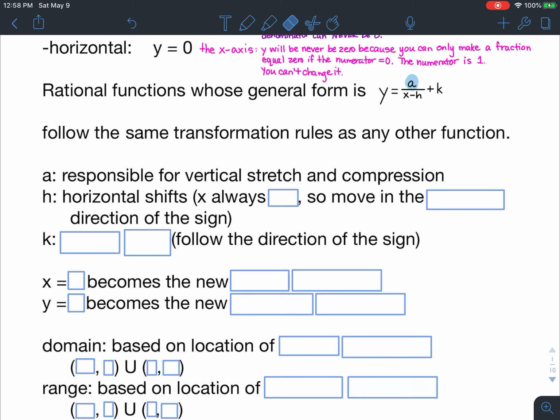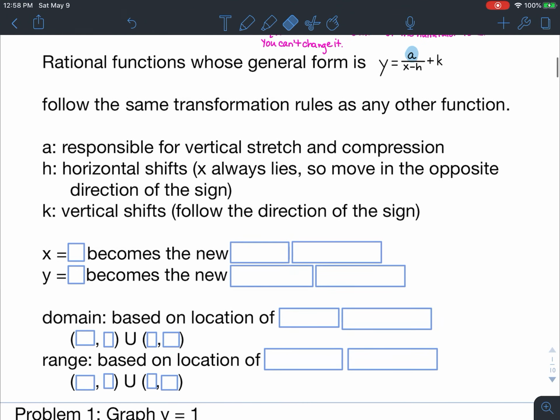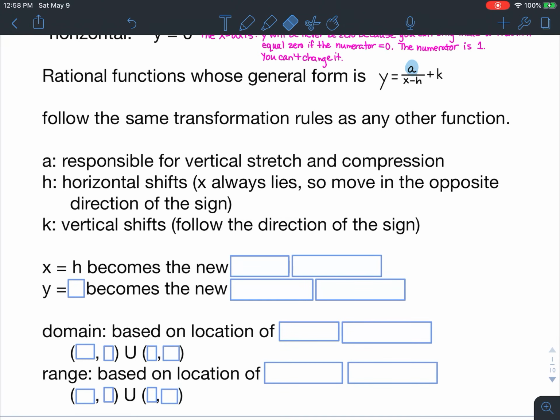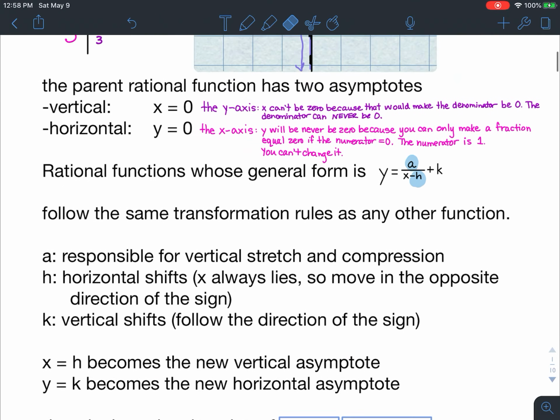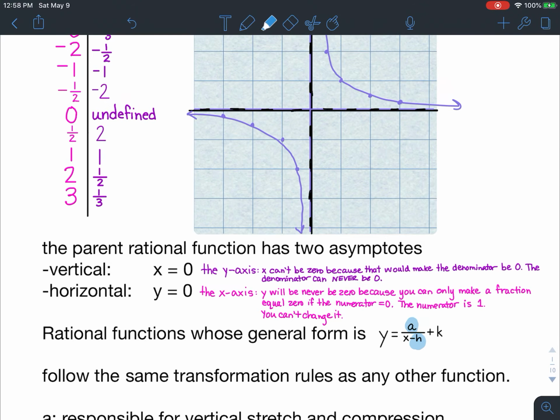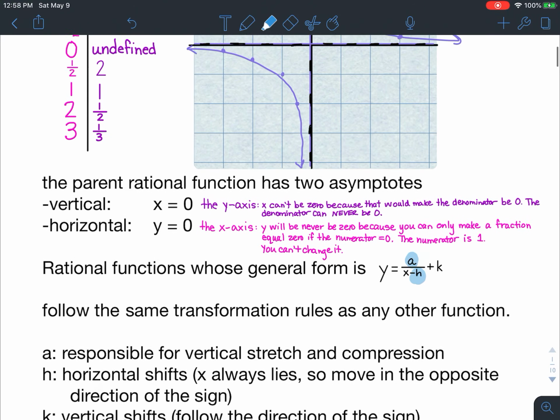H is responsible for horizontal shifts. Remember, x always lies, so move in the opposite direction of the sign. K is responsible for vertical shifts. Follow the direction of the sign because y doesn't lie. So when you shift, x equals h becomes the new vertical asymptote. So whatever this number is down here, that will be the vertical asymptote, with the opposite sign. And y equals k becomes the new horizontal asymptote. That's what takes everything and shifts it up. So if you take a horizontal line right here and shift it up, it's going to move the asymptote.